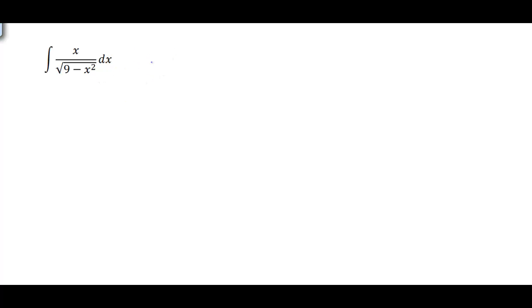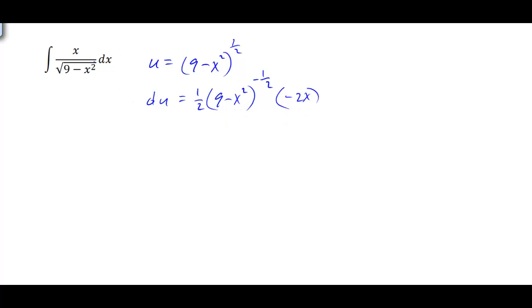Now, if we let u equal the entire denominator, then we're looking at 9 minus x squared raised to the 1/2. And if we take the derivative, we're going to end up with the chain rule. So that's 1/2 times 9 minus x squared, and we decrease that to a negative 1/2. And then we take the derivative of the inside, which is a negative 2x, and that's nowhere to be found in our integral. So this looks a lot more complicated when we do this.